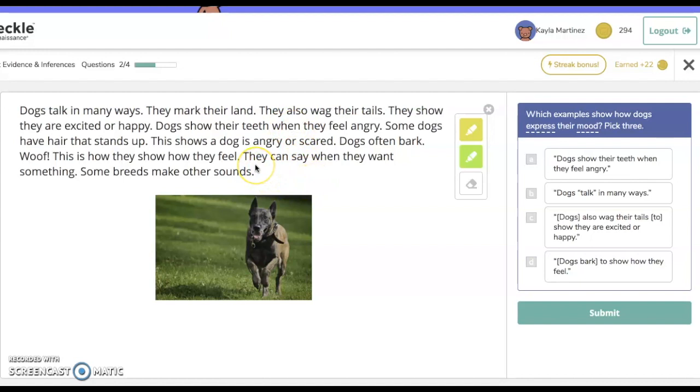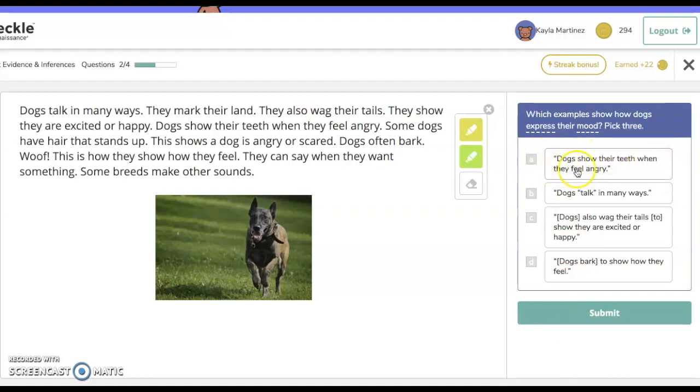Interesting. So this whole little paragraph seemed to talk to me about the way that dogs talk, right? Dogs are talking in many different ways because they can mark their land, they wag their tails, they show they're excited, they show teeth, they have their hair, they're angry, they bark, all sorts of stuff. So our question is, which examples show how dogs express or communicate their mood, how they're feeling? We have to pick 3, so 3 out of 4 of these are correct. Which one shows when they are feeling something?